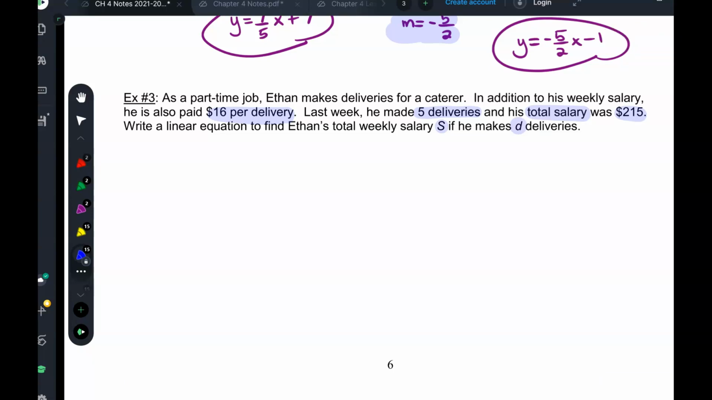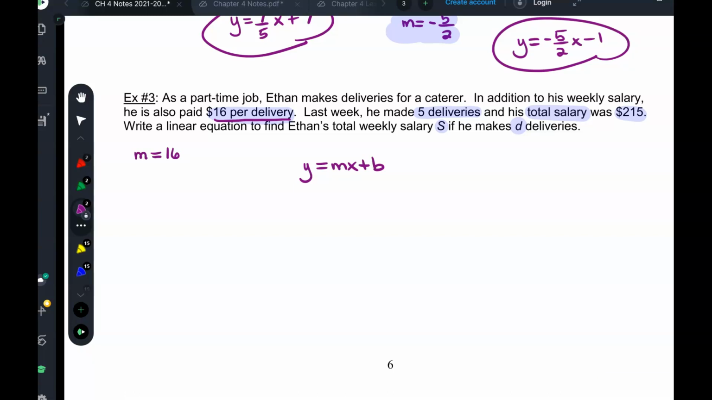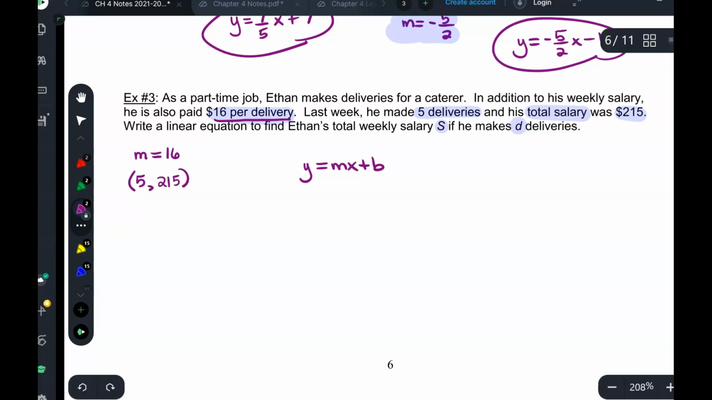Okay, let's not worry about the variables just yet. Let's just think in terms of y equals mx plus b. Okay, do I have any of these pieces of information? Well, $16 per delivery happens to be my slope, right, per delivery. And then we have this other information. Last week he made 5 deliveries and his total salary was $215. That's actually an ordered pair.